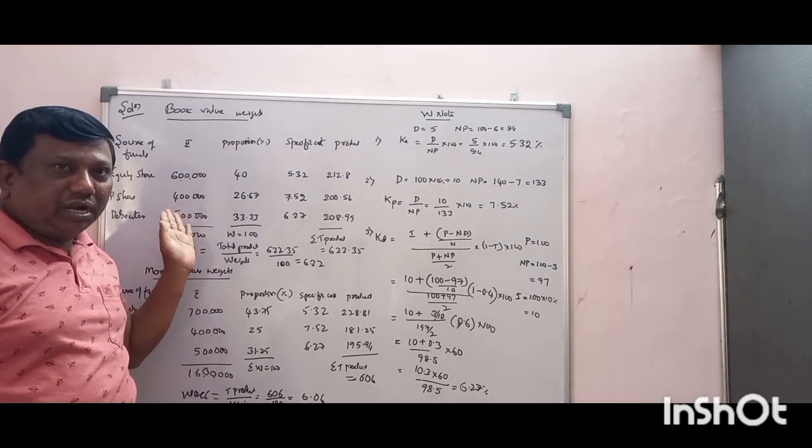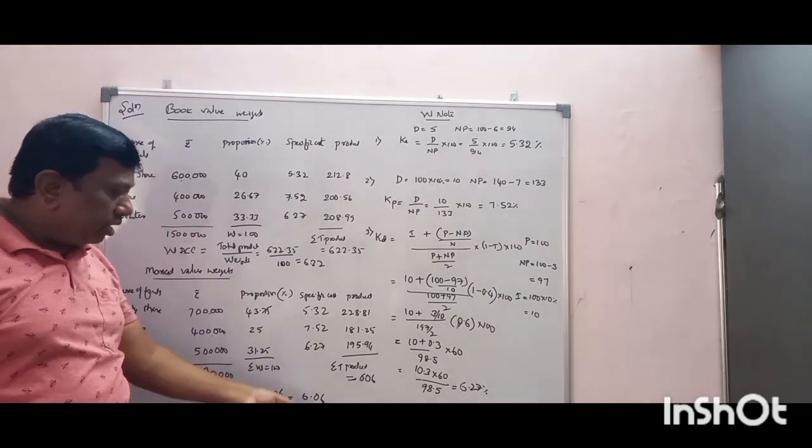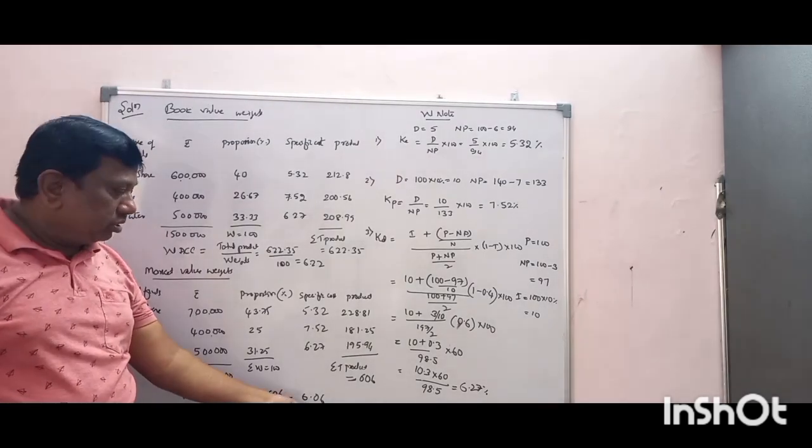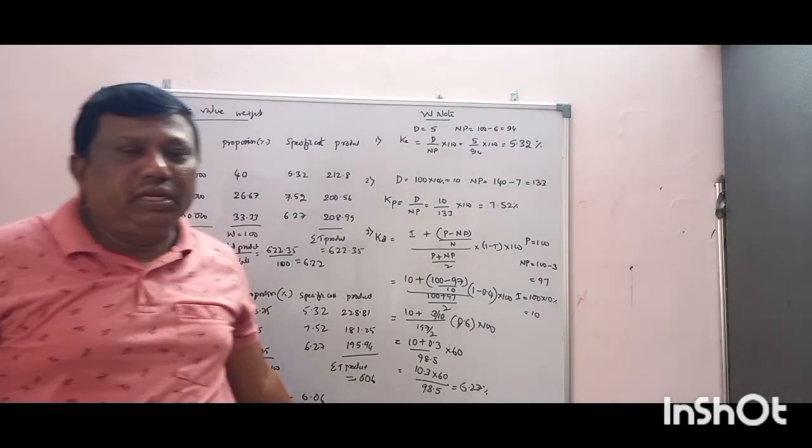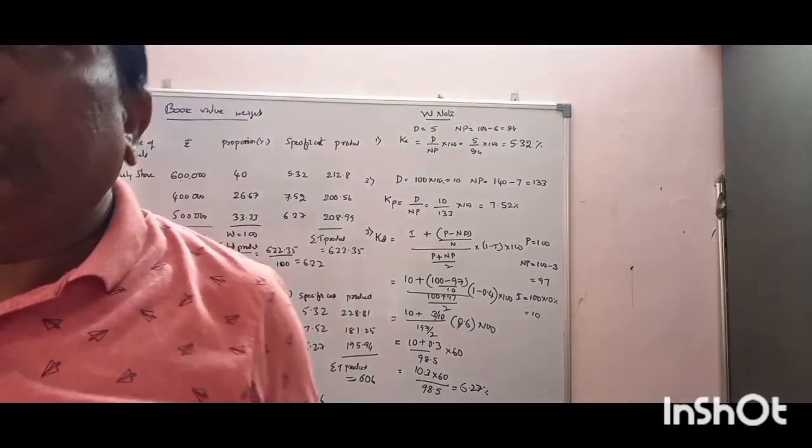That means what we collected from 3 different sources, for that we are giving a combined, weighted cost. So 6.06 is our cost. Any doubt, we can message.